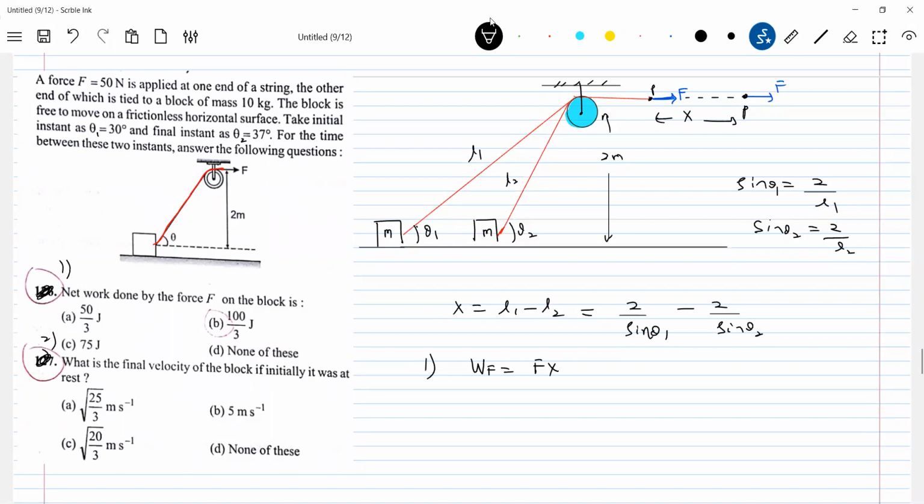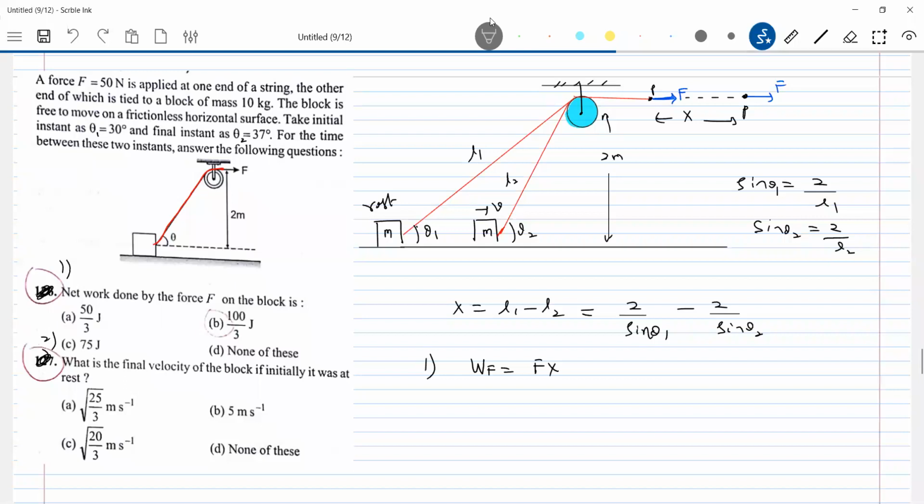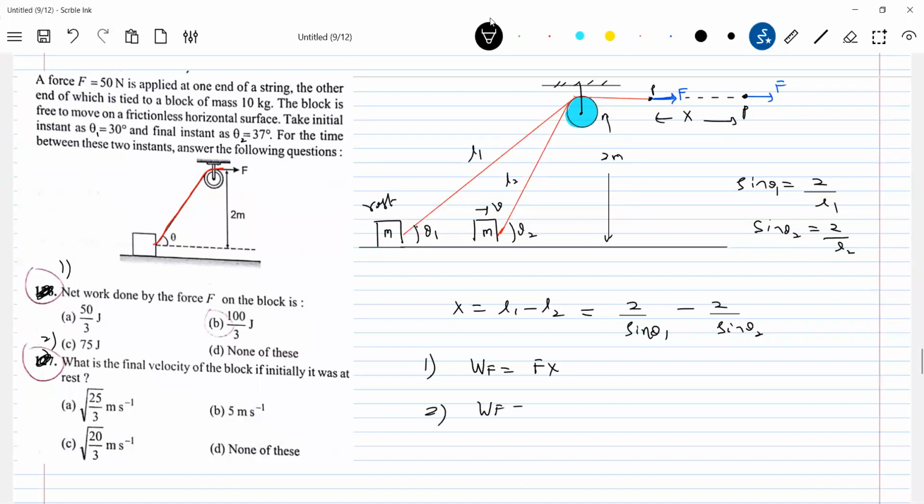Now, what is the final velocity of the block? Initially it was at rest. Now the block is in motion. How to find the speed of the block? Work done by this force should be equal to the change in kinetic energy of the block. The definition says work done equals force into displacement of point of application of force. That's what we brought here.